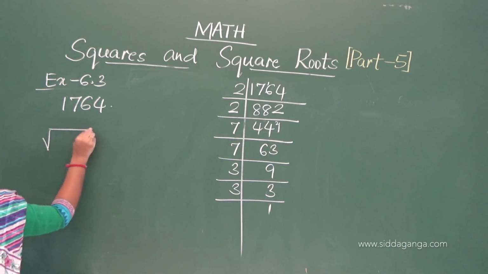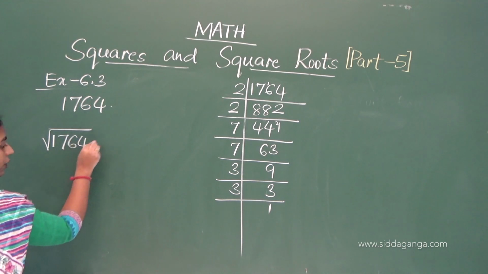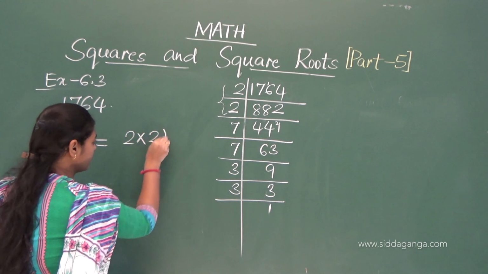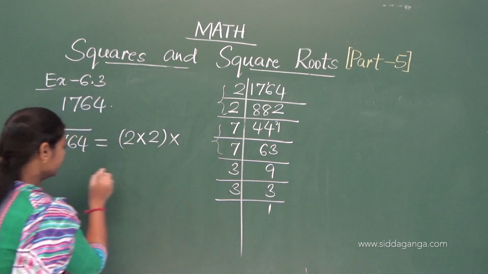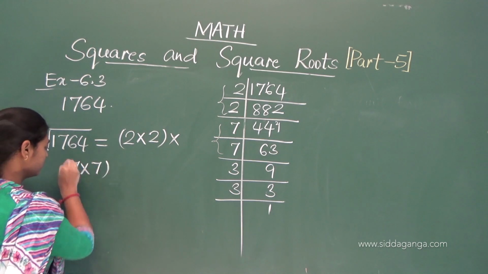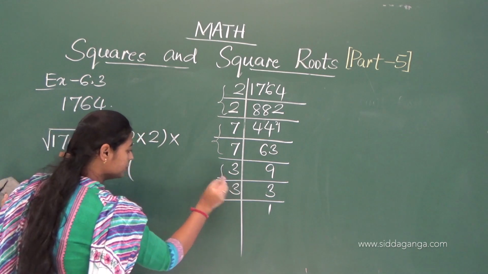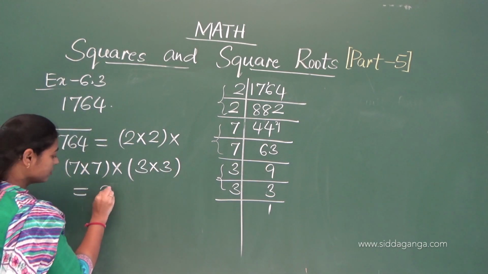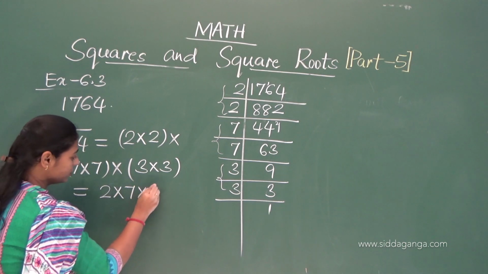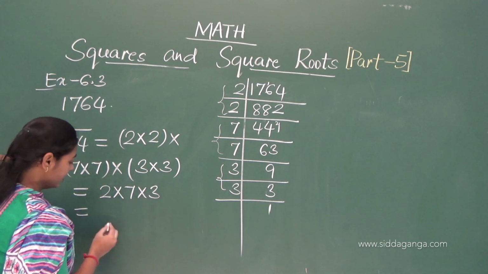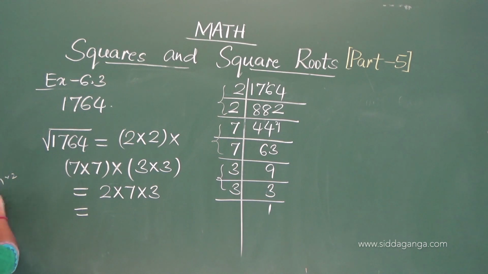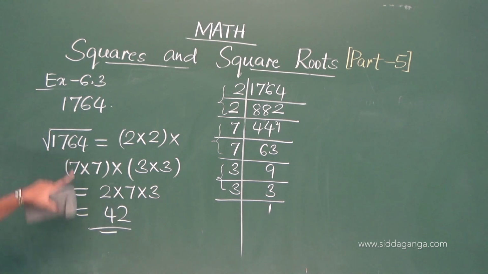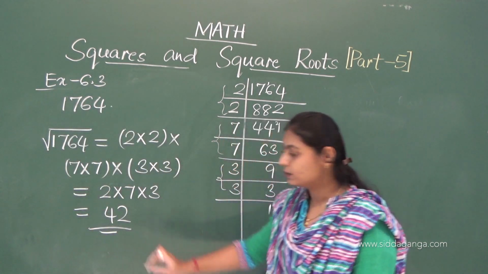Next, root of 1764 is equal to 2 into 2, 7 into 7, 3 into 3. Take out one factor from each of these pairs: 2 into 7 into 3. 7 3s are 21, 21 into 2, 42. So the root of 1764 is 42.